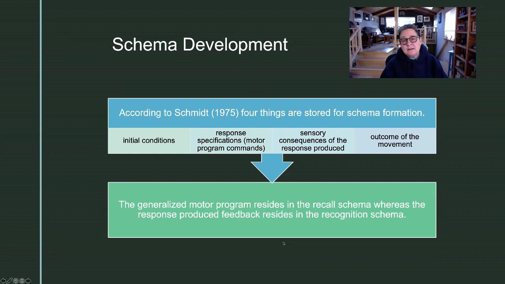On Thursday in class, we'll take a closer look at schema theory and how these things are actually developed.